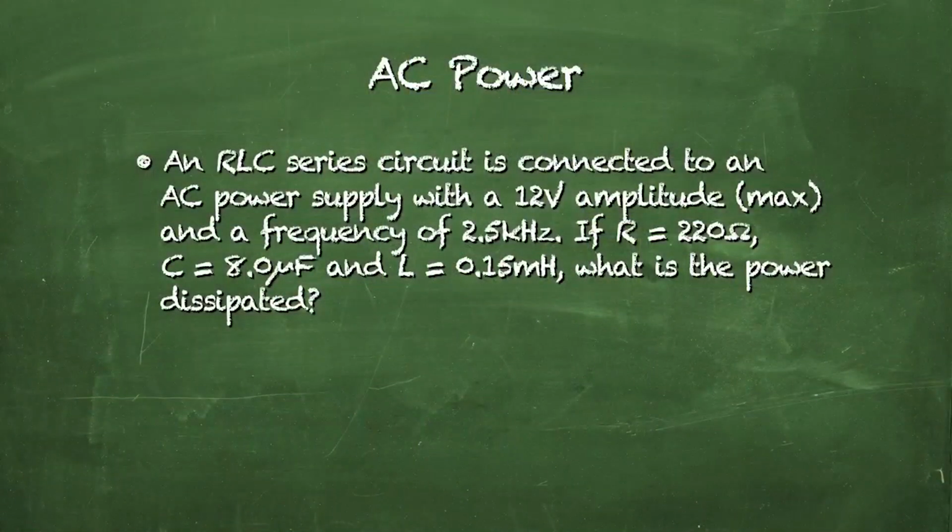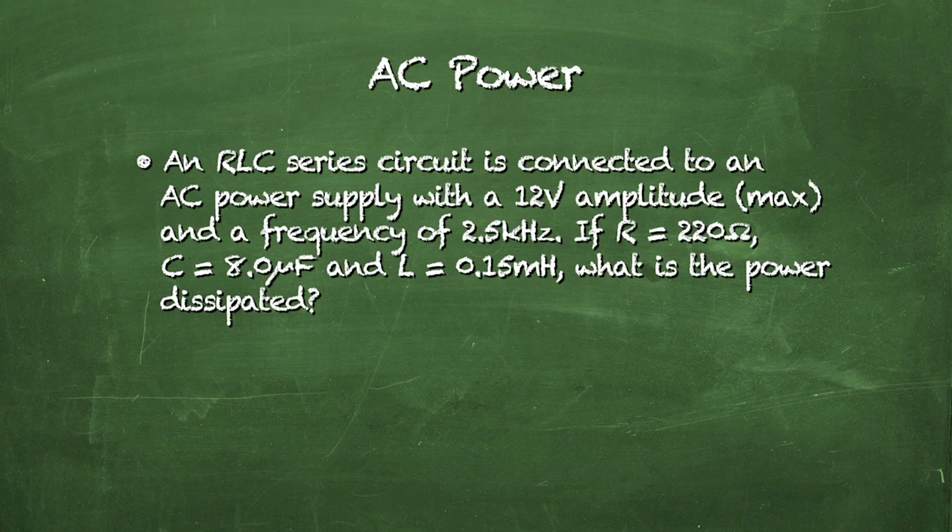Let's work on some examples. An RLC circuit is connected to an AC power supply with a 12-volt max amplitude and a frequency of 2.5 kilohertz. If R is equal to 220 ohms and the capacitance is 8 microfarads and the inductance is 0.15 millihenries, what is the power dissipated?